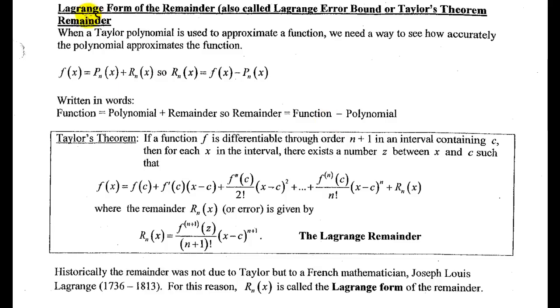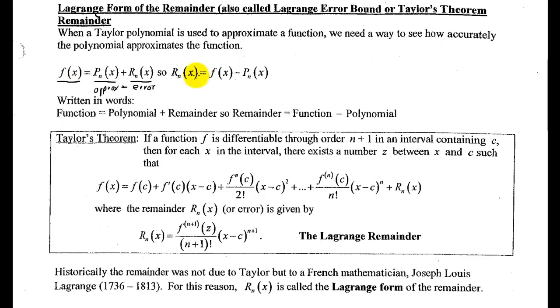Today we're going to talk about the Lagrange form of the remainder, also called Lagrange error bound or Taylor's theorem remainder. When a Taylor polynomial is used to approximate a function, we need a way to see how accurately the polynomial approximates the function. Here's the function value itself, here's the approximation, and here's the remainder. So if you take an approximation, it's going to have an error, but if you add on the error, you're going to get the exact value of the function originally.